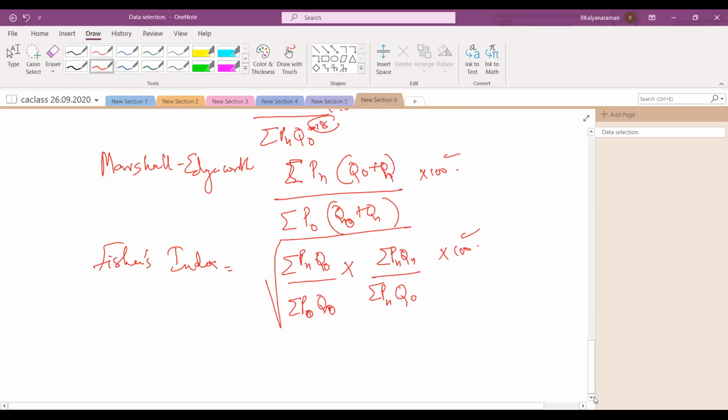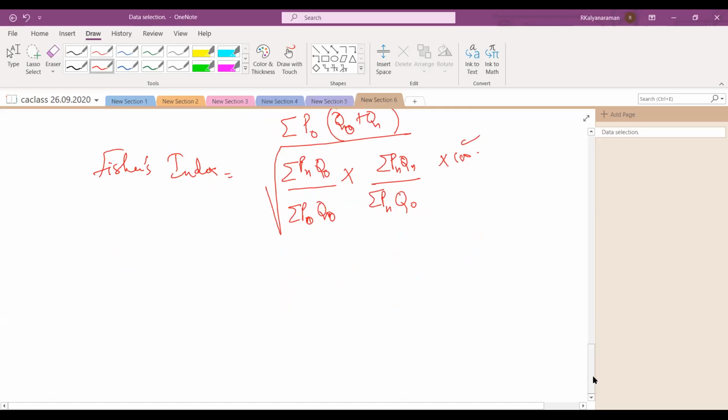We can also have a price relative method. Then we have chain index numbers. All this involves a lot of calculation, so I think you have to be patient. Then we have quantity index numbers.